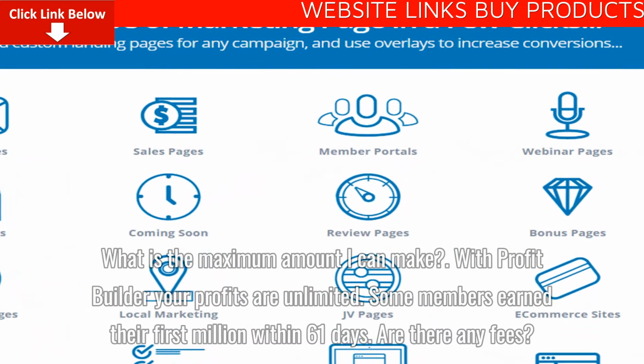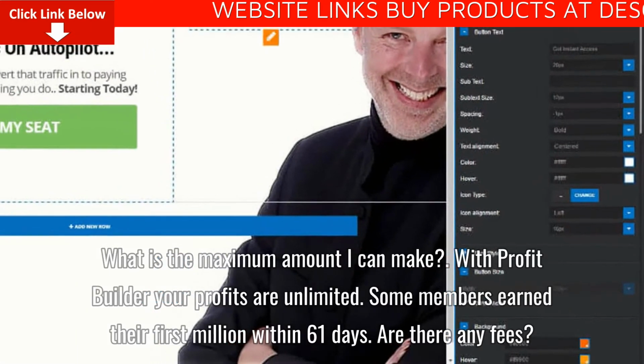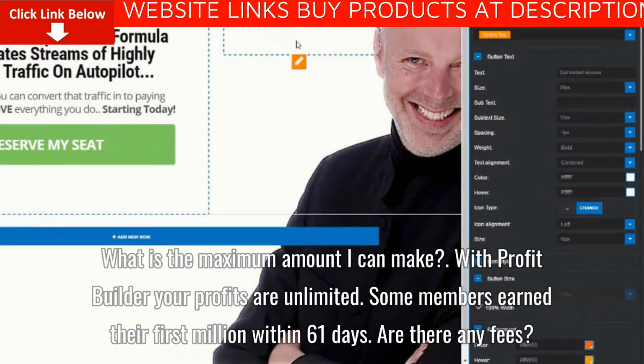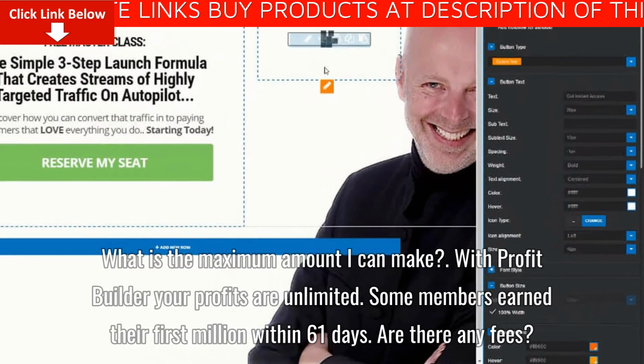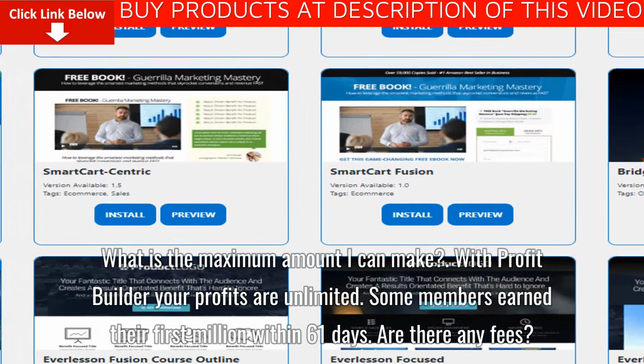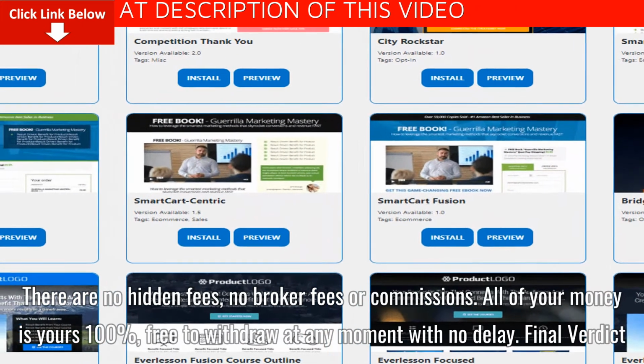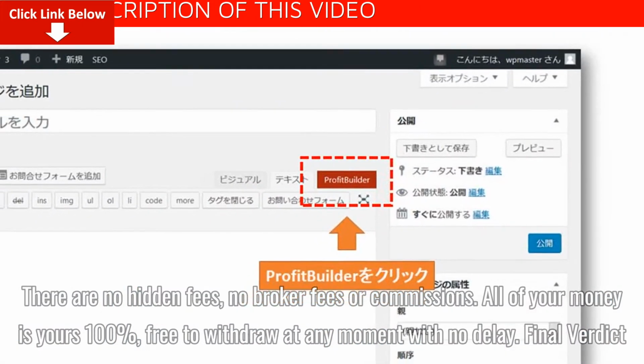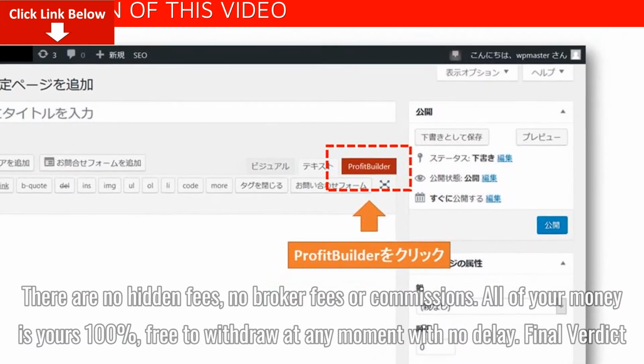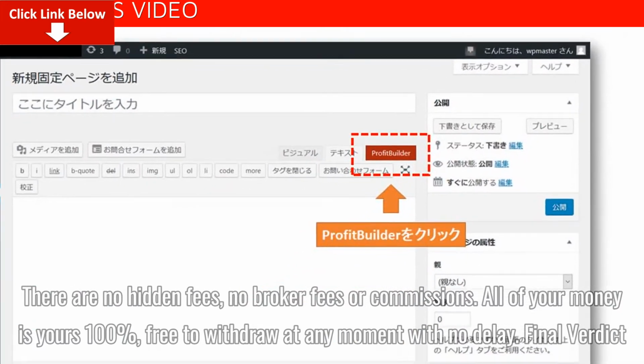What is the maximum amount I can make? With ProfitBuilder, your profits are unlimited. Some members earn their first million within 61 days. Are there any fees? There are no hidden fees, no broker fees or commissions. All of your money is yours 100%. Free to withdraw at any moment with no delay.